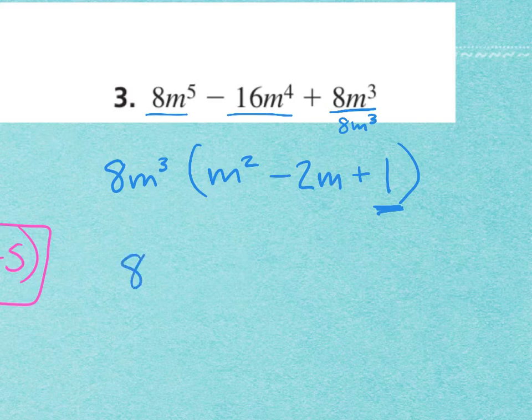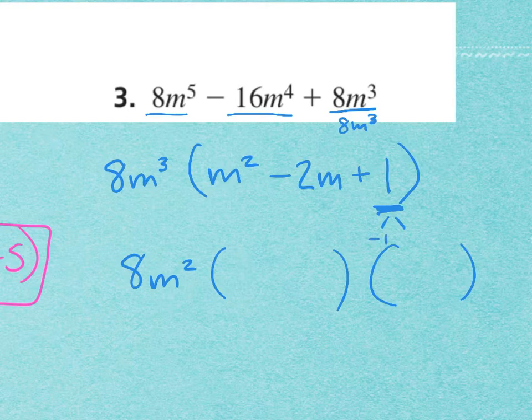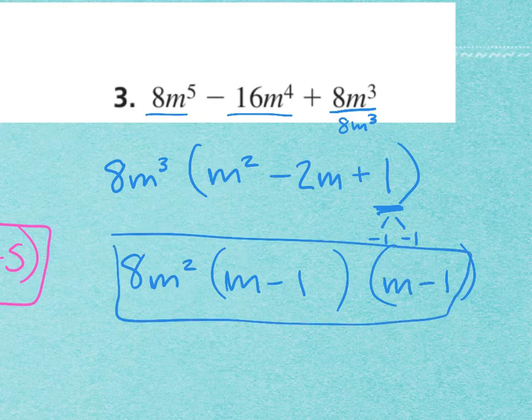So now we factor our quadratic here. Do we have two factors of positive 1 that add up to negative 2? Negative 1 and negative 1. Awesome. So what goes into our parentheses? M minus 1 and m minus 1. Awesome. What was that, Brooke? Oh yeah, my bad. This should be 8m cubed. All right, any questions from this page?